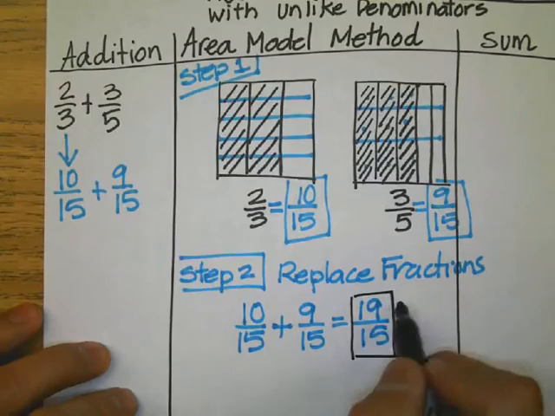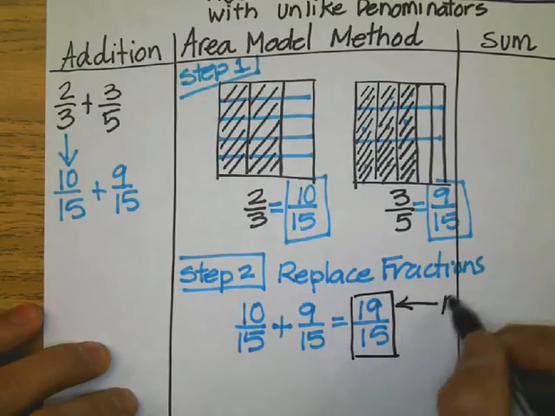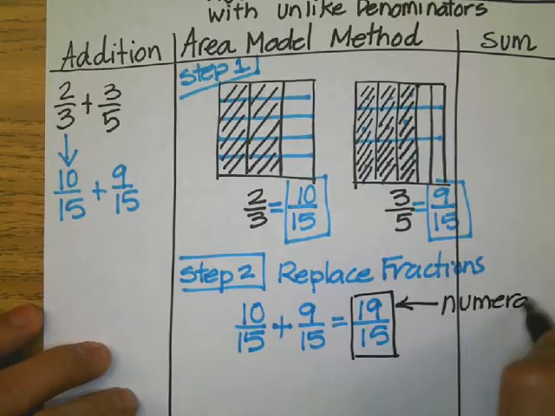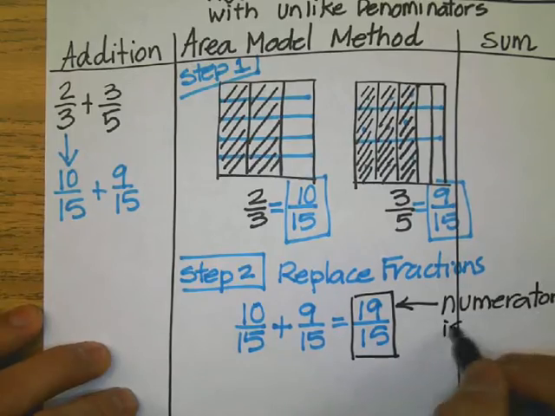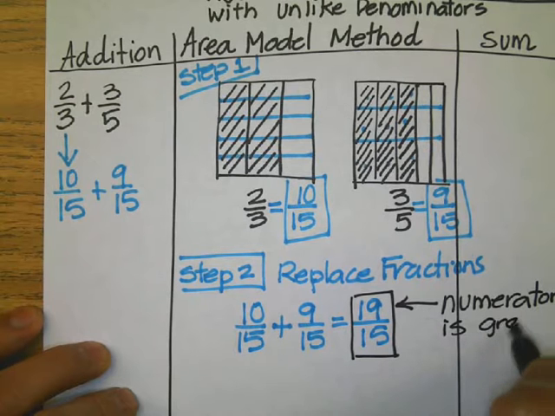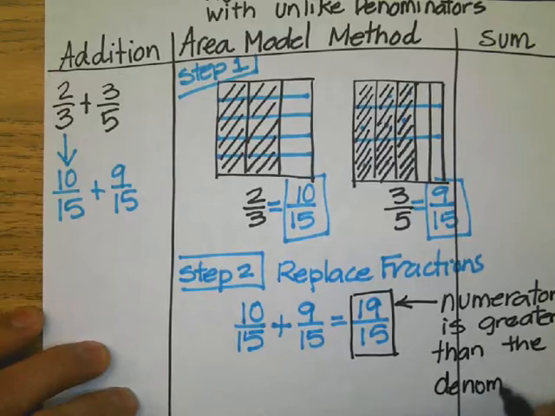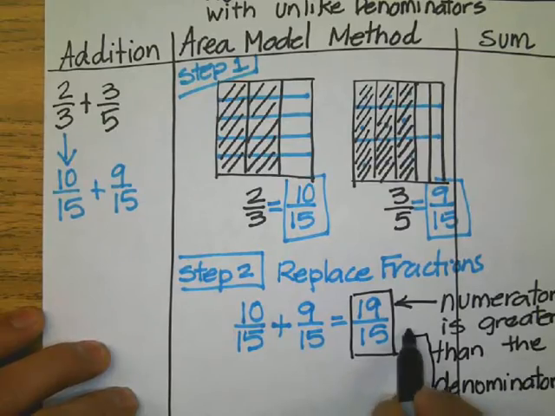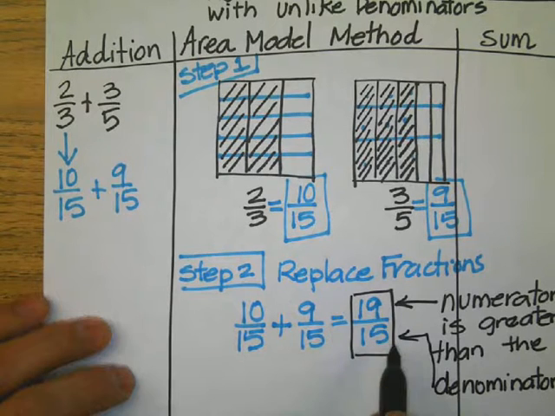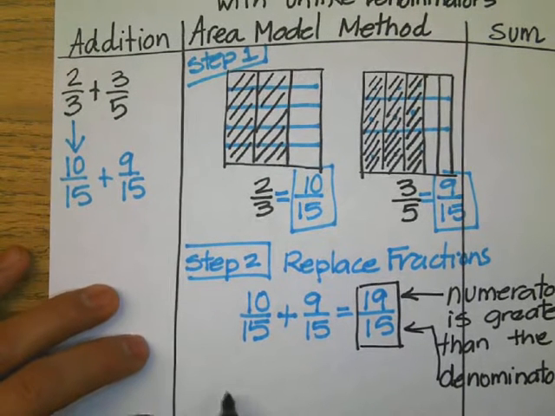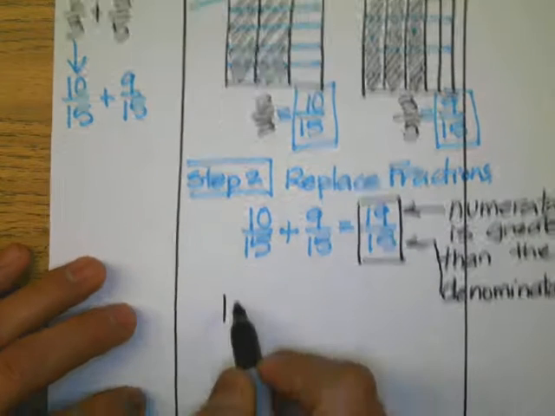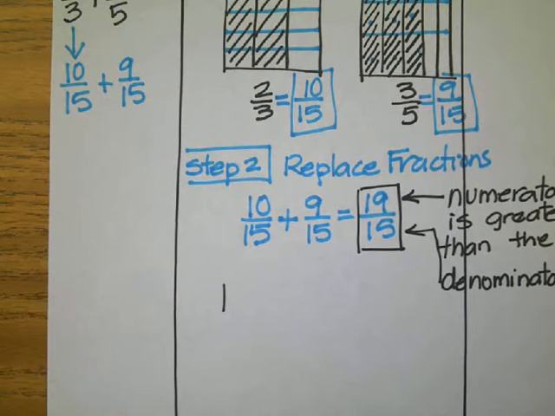The numerator is greater than the denominator, because 19 is greater than 15. So what do we do? Okay, now we have to simplify it. So what you do now is the next step. Let's write that down: 19/15.